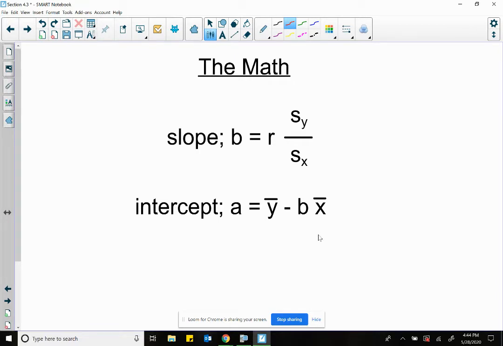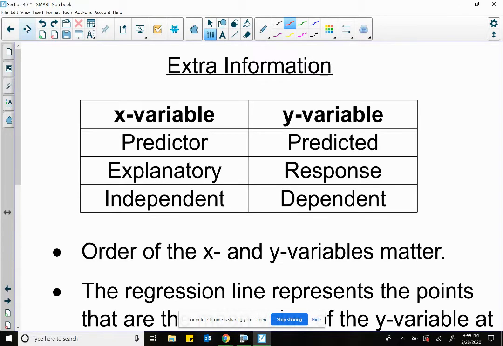That's the math. Again, you're not going to be doing this by hand. This is what our calculator and what StatCrunch are doing behind the scenes. They have programs for this, so that way you are not doing this. All right. So let's talk about some extra information and what all this means to us.